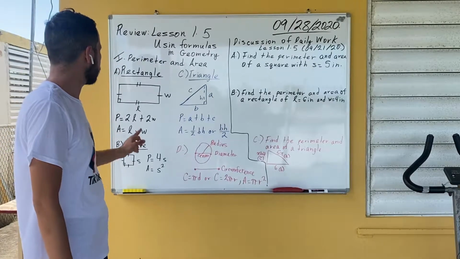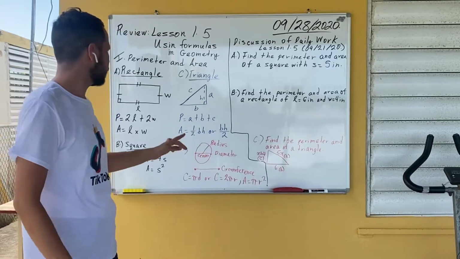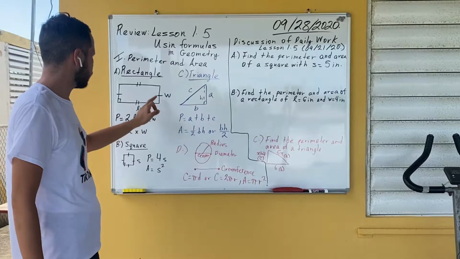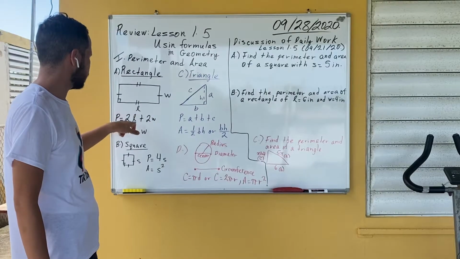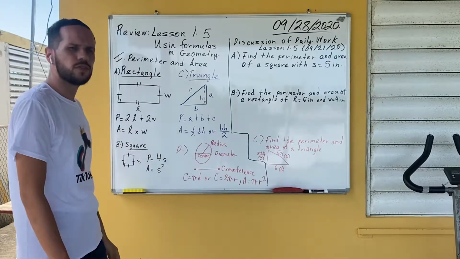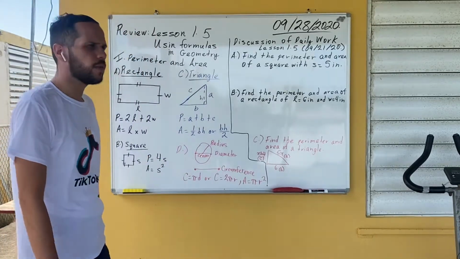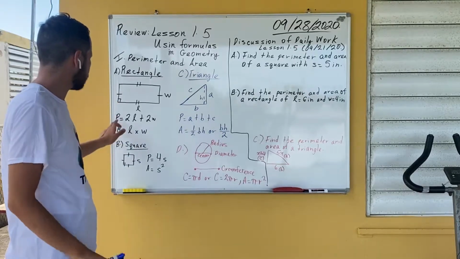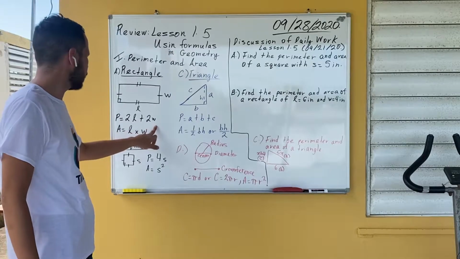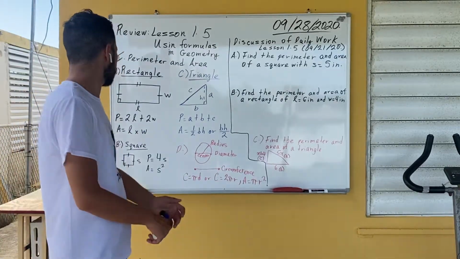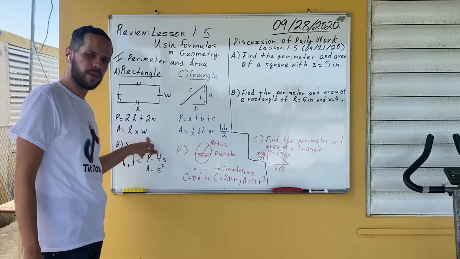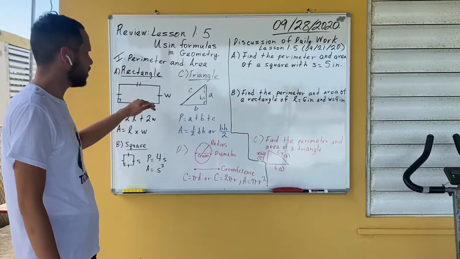We started talking about the rectangle. This is basically a rectangle. It has two sides that are congruent and two sides that are congruent: the length and the width. Tenemos el largo y el ancho. To find the perimeter of a rectangle, the formula is perimeter equals 2 times the length plus 2 times the width. And to find the area of a rectangle, we simply multiply the length times the width. So those are the rectangle formulas.